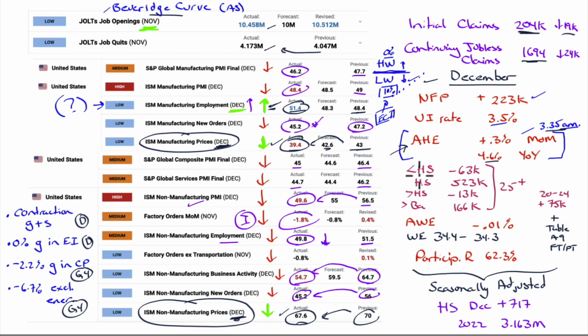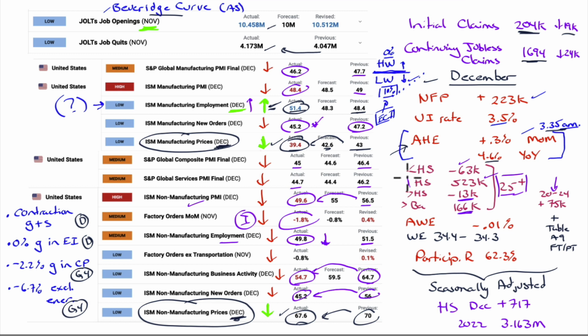If you have less than high school, there was a loss of 63,000 jobs. If you have only high school, there was a gain of 523,000 jobs, and this is for people 25 years or older, so I've broken down the 20 to 24 here. If you have more than high school, so you have some college but you didn't finish college, there was a loss of 13,000, and if you finish college, a BA or higher, a gain of 166.